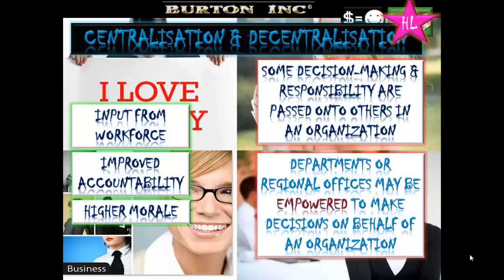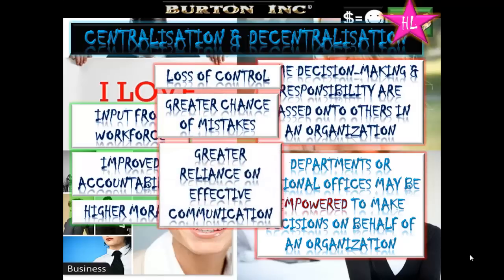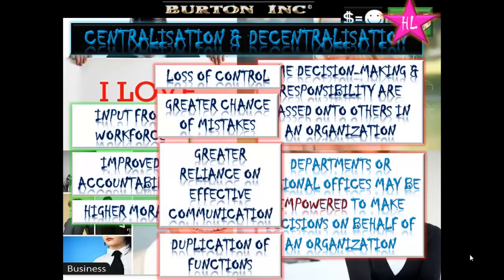Improved accountability and high morale typically follows. But there is a loss of control. You are giving up control. You're delegating responsibilities. And from here, we may have a greater chance of making mistakes. There must be effective communication within the organization. So there's greater reliance on communication channels being effective.